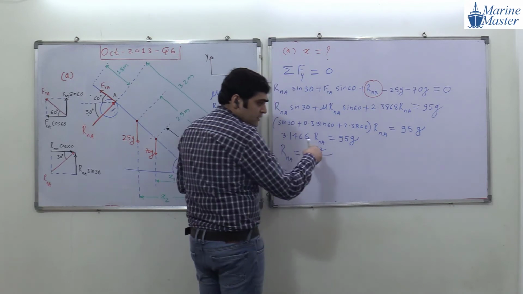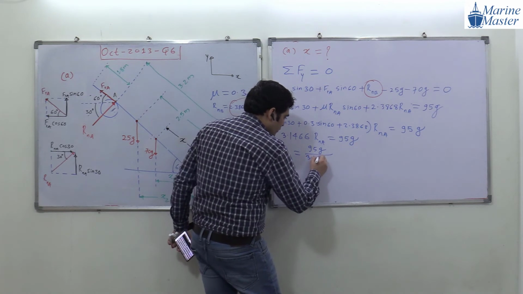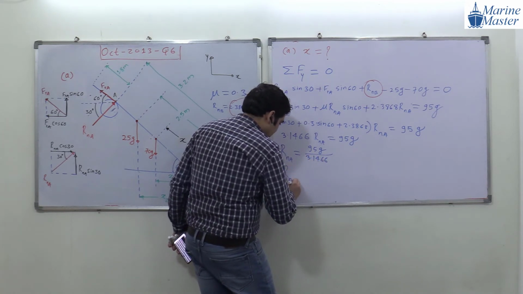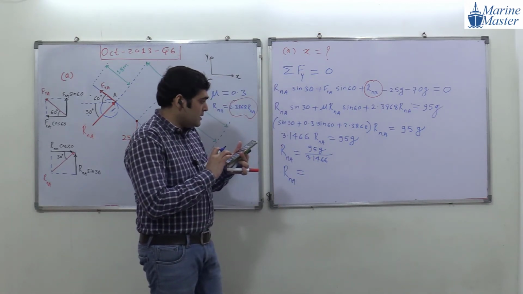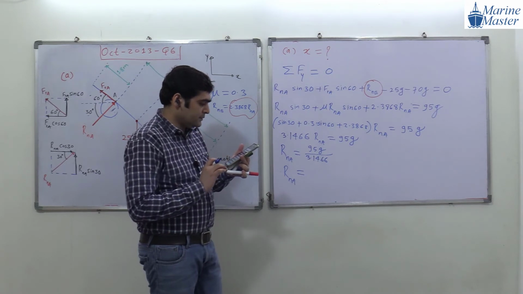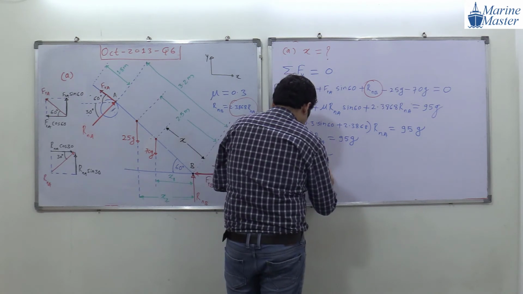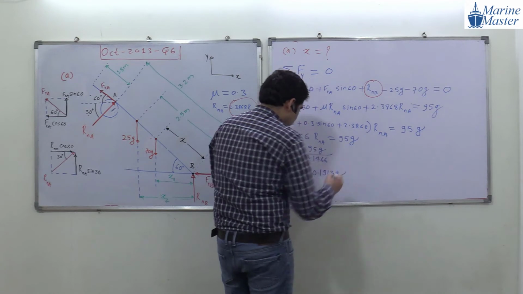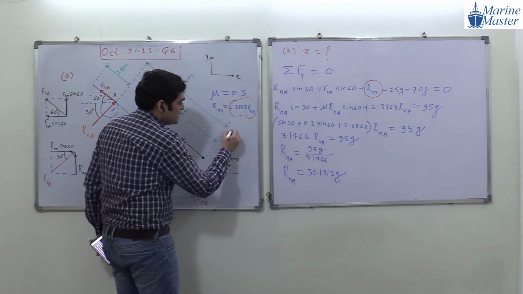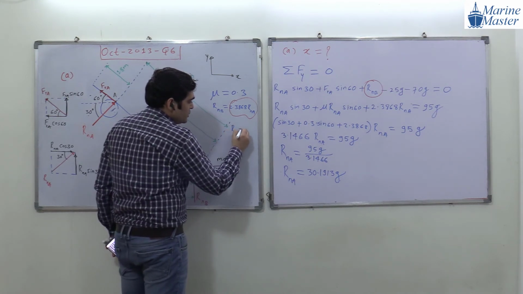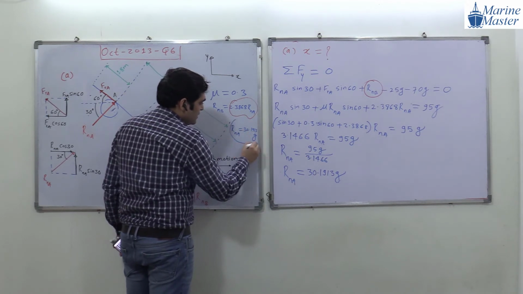So RNA is equal to 95G. We are not going to put the value for G. We are keeping G as it is, divided by 3.1466. So we will get RNA in terms of G. 95 divided by 3.1466 is 30.19 into G. So we got RNA in terms of G: 30.1913 G. I am writing this for my reference.